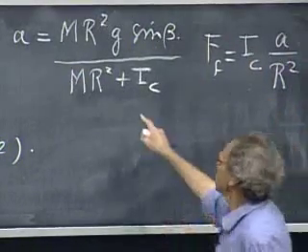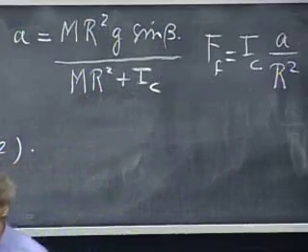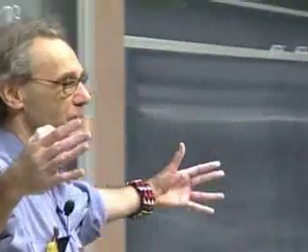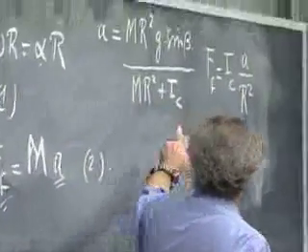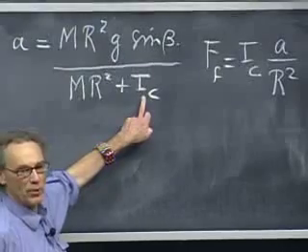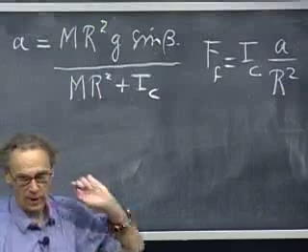The acceleration is independent of the mass and independent of the radius. Very non-intuitive. It doesn't matter whether you take a ball this big or this big. It doesn't matter what the mass is. The reason for that, as you will see shortly, is that the moment of inertia also contains a term mr squared. And so all the mr squares will disappear.